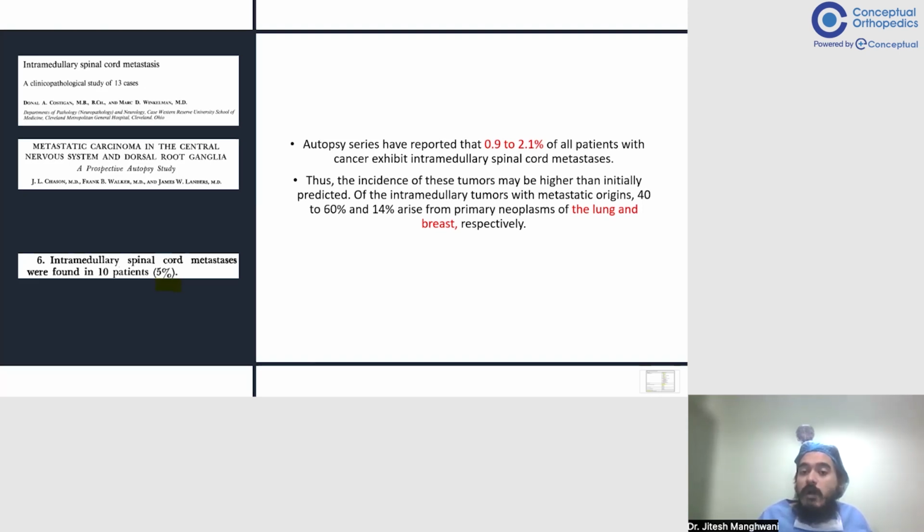Out of these intramedullary tumors with metastatic origin, 40 to 60% of them arise from the lung and 14% maybe from the breast. So what we talk about is the most common sites of metastasis in regards to the intramedullary tumors with metastatic origin, and lung and the breast are the most common sites. And the prevalence is higher than what was originally thought, because autopsy has revealed that a lot of these patients do exhibit intramedullary spinal cord metastasis.